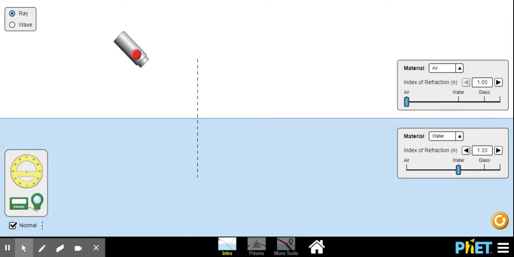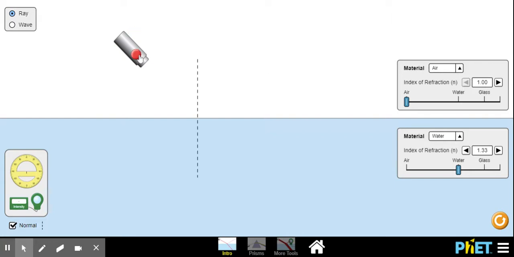Hey there everyone. So what we're going to look at today is we're going to measure the refractive index of light. And in order to do this, you will have opened up the PhET simulation that you've got the link to on your Google document. You will have hit play and you've clicked the intro section. And what you're going to do is vary the refractive index.